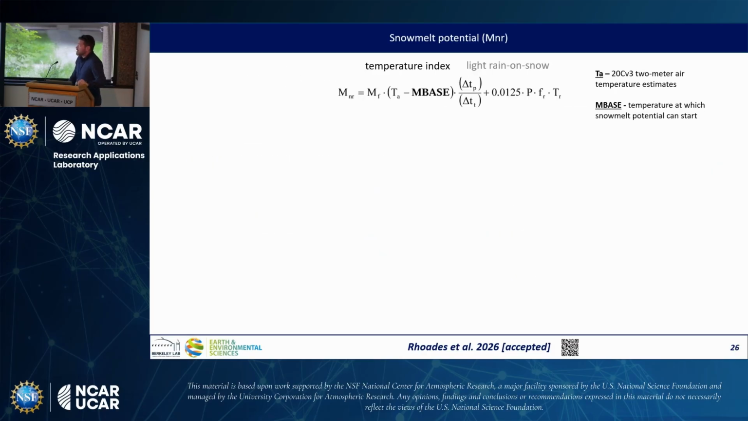And so this is the equation for that snowmelt potential. It has that temperature index side of the equation on the left there, and on the right, they actually add a light rain on snow factor. For our work, we just ignored the light rain on snow. We made the assumption that during snow drought heatwave events, you wouldn't have co-occurring rain on snow events.